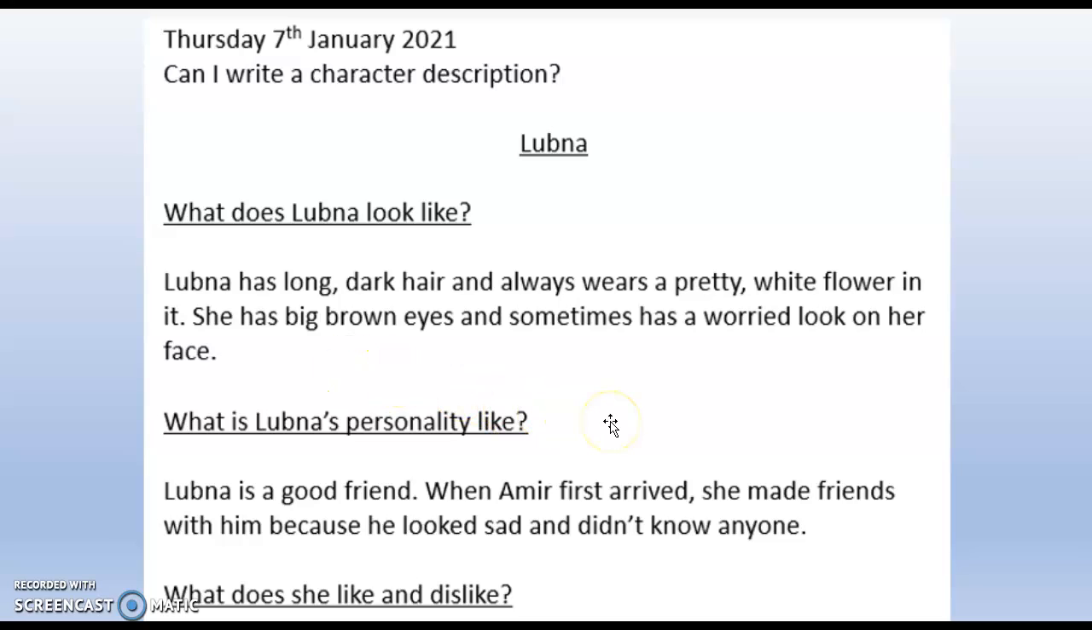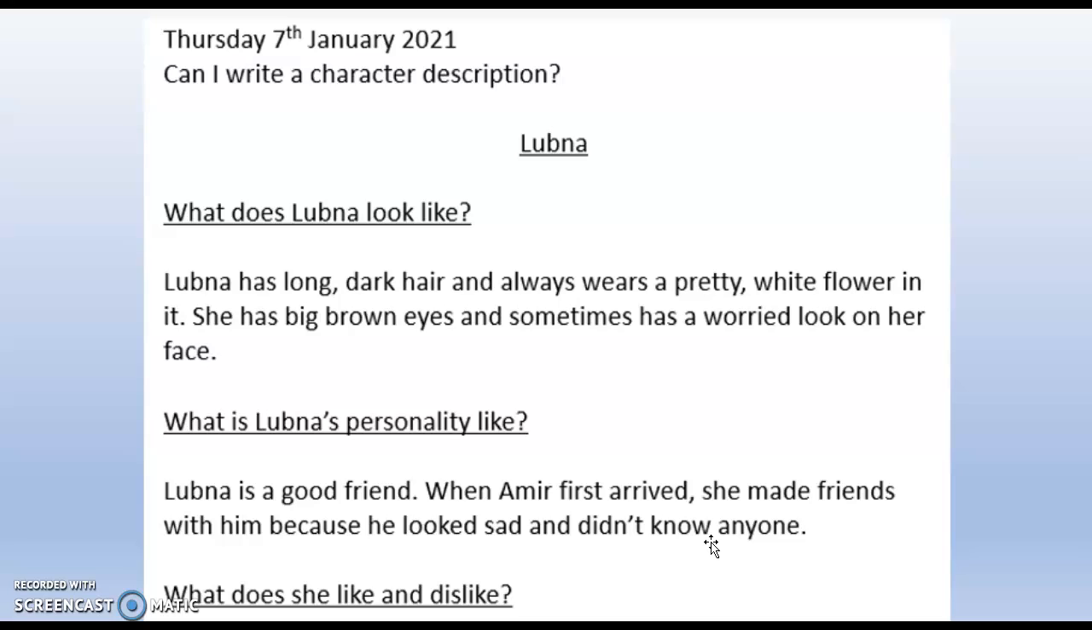In the next part, you would describe her personality. So her personality is the way she behaves, the way she acts. So again, I've challenged myself by, instead of just writing personality, I've changed it into a question and I've used the correct punctuation at the end of it. I've used a question mark. So what is Lubna's personality like? I've just given one reason to start off with. You can obviously do more than that. I'd love to see more writing. But this is my first couple of sentences.